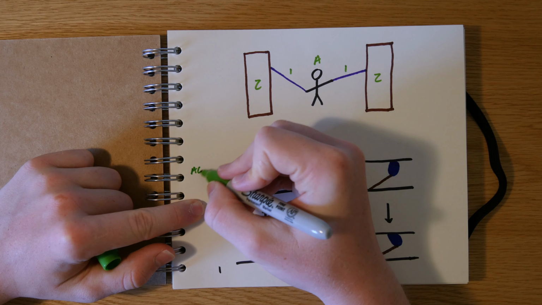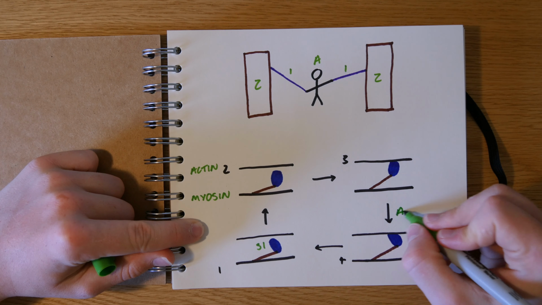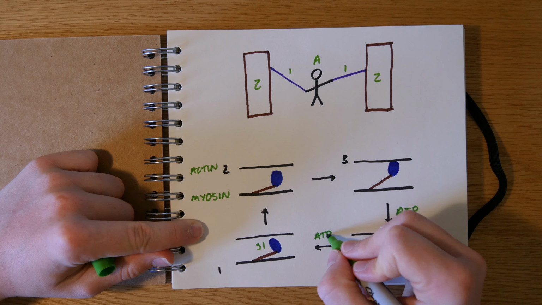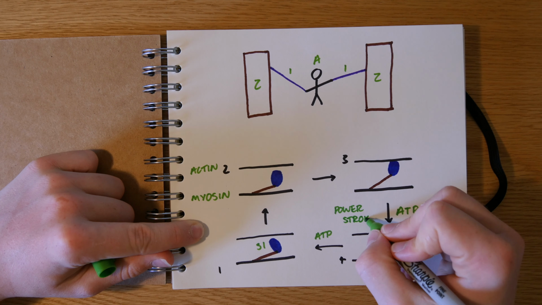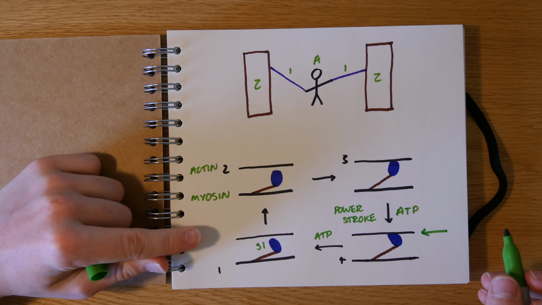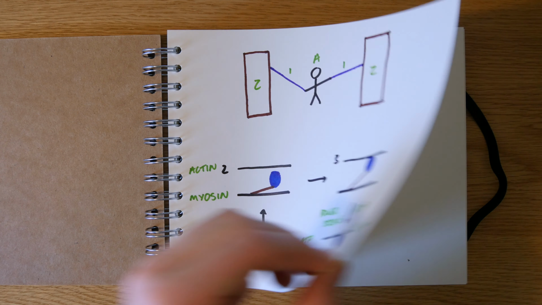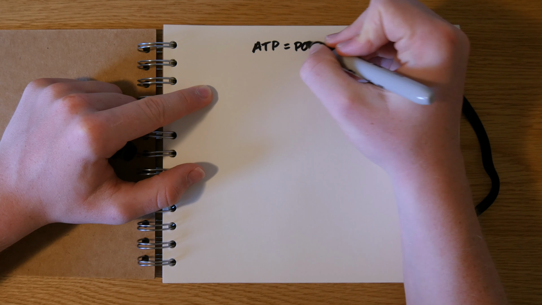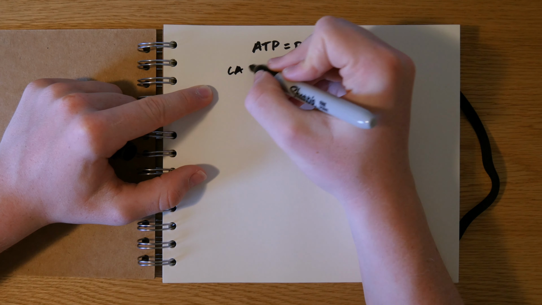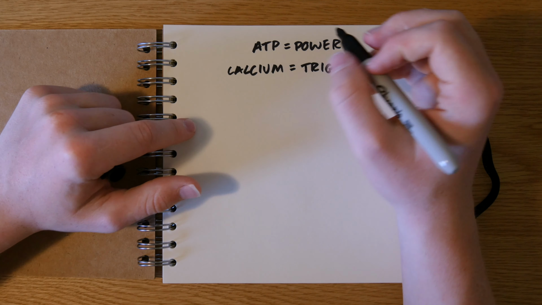The contraction or power stroke of the S1 head region requires the hydrolysis of ATP, which allows the cycling to take place. Without it, myosin binds to actin indefinitely, thus explaining the stiffness seen in rigor mortis. Many mechanisms regulate this contraction to ensure that the muscle doesn't contract either too frequently or insufficiently. The two significant components this involves are ATP and calcium. ATP can be described as the power, whereas calcium is the trigger.